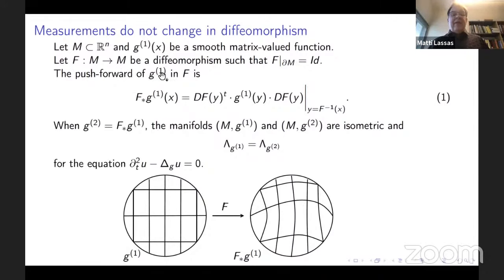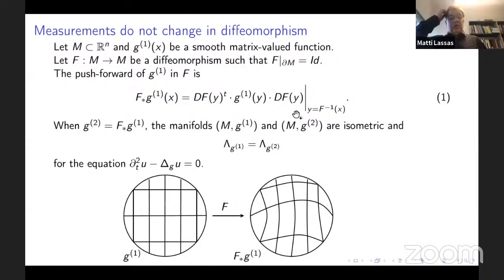Then we can take the metric valued wave speed g1, and we can ask how it transforms under this diffeomorphism. So we have here the metric g1, and we want to push it forward to a metric under this diffeomorphism F. And here is the rule. We just use the derivative matrix of the diffeomorphism, multiply it from two sides with this matrix g1, and evaluate it in the correct place.